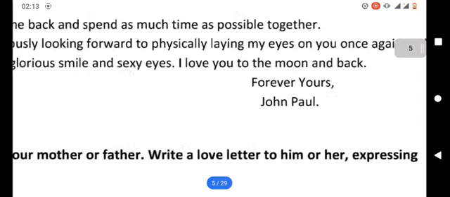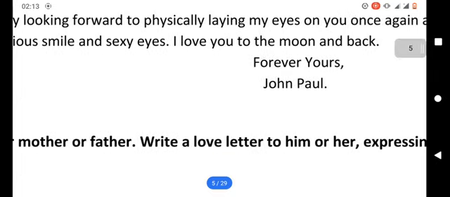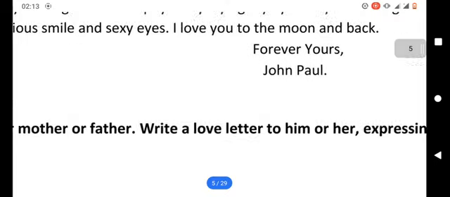Now we move to the closing remark. Forever yours. You see, choosing a closing remark depends on the writer's decision and the connection between the writer and the receiver. Then you put your name. Remember the initials are capital. Like for instance, capital F on Forever, capital Y on Yours, then capital J on John, then capital P on Paul as a name. You end with a full stop.